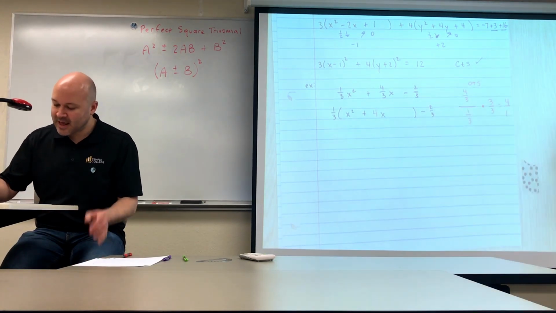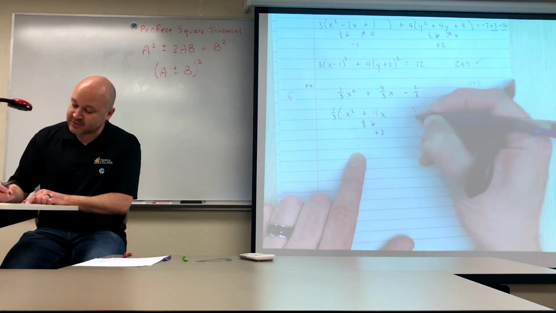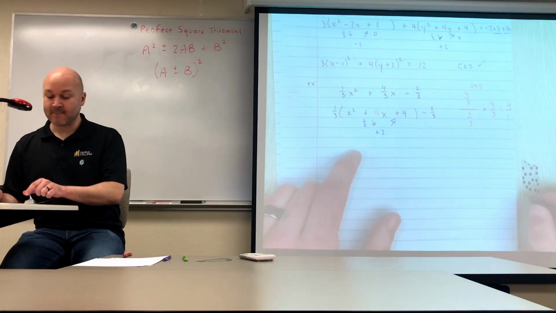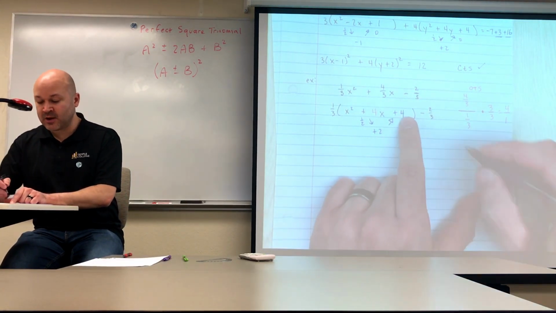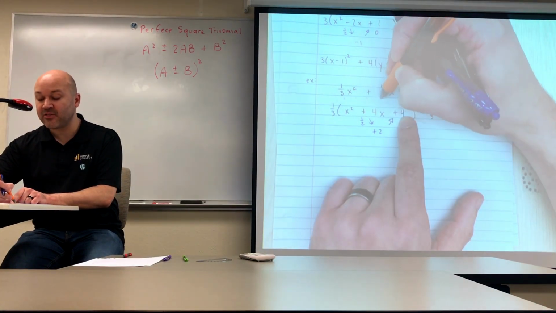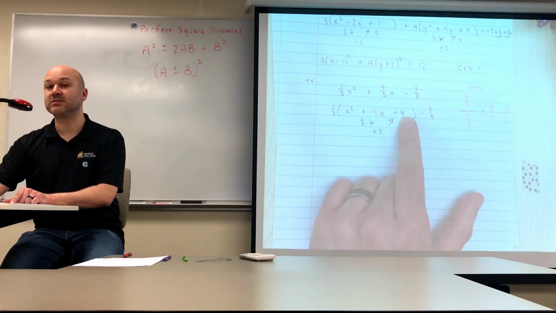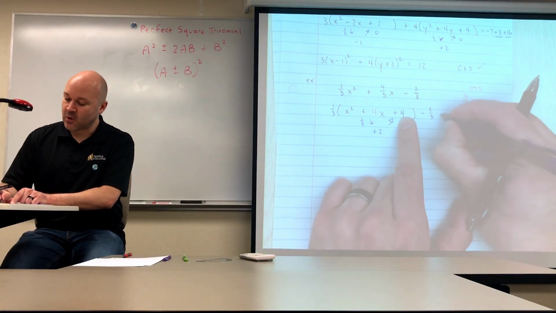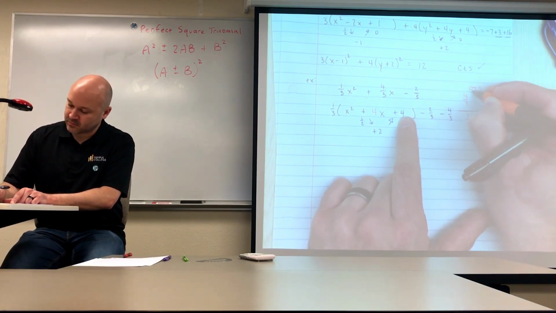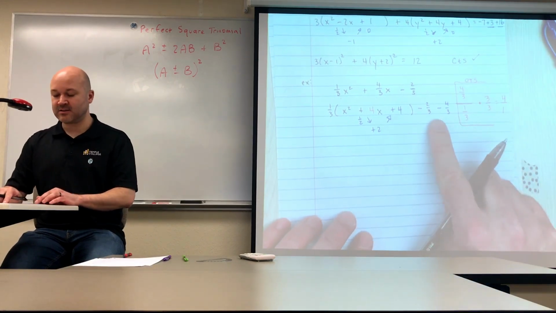All right, now I can go through the motions. Half of positive 4 is positive 2. I'm going to square that value to get 4 right back. Now by adding 4 in the parentheses, I have actually added 4/3. 1/3 times 4 is 4/3. So I need to subtract 4/3 right back off.